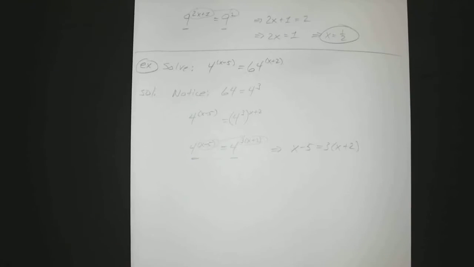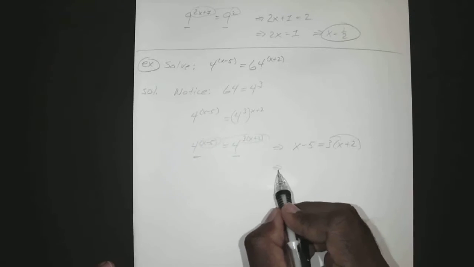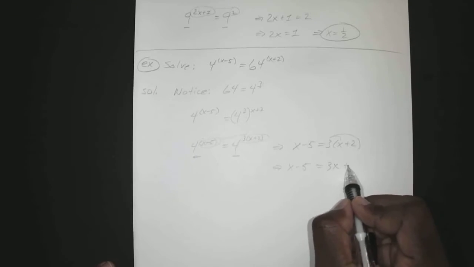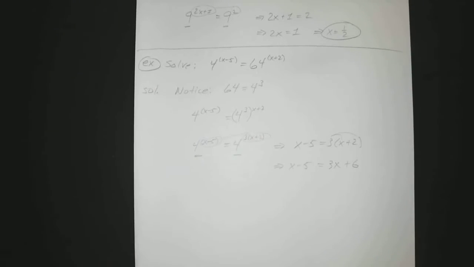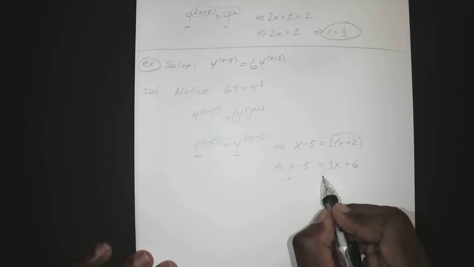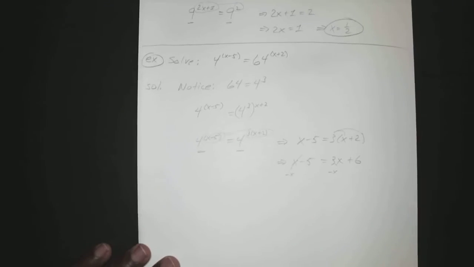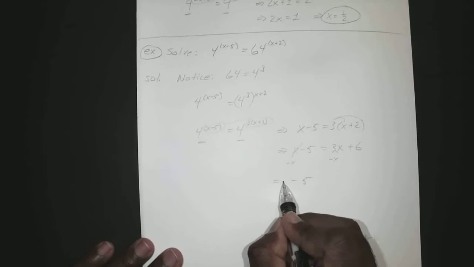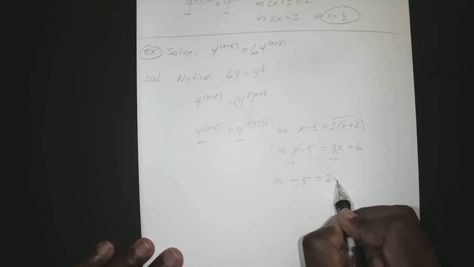Okay, we just solved that like we've been solving it forever. Go ahead and distribute our 3. x minus 5 equals 3x plus 6. Go ahead and subtract x from both sides. That cancels out. So you have negative 5 equals 2x plus 6.